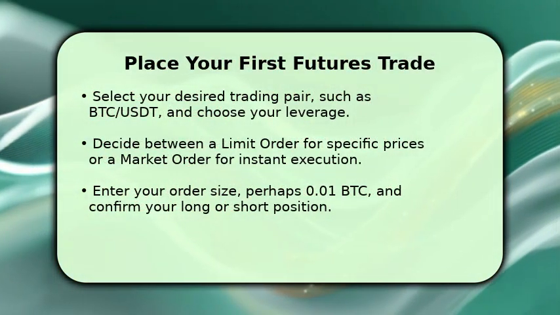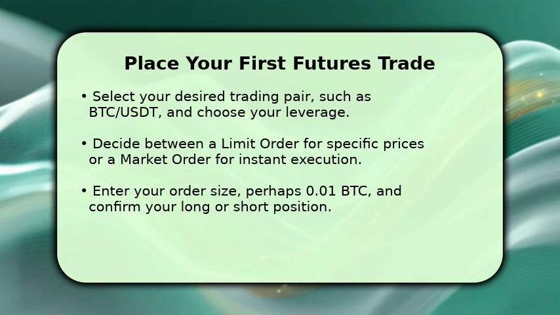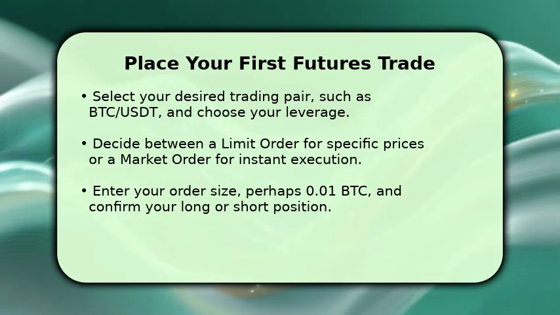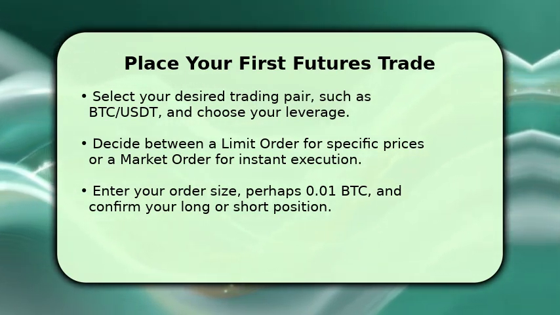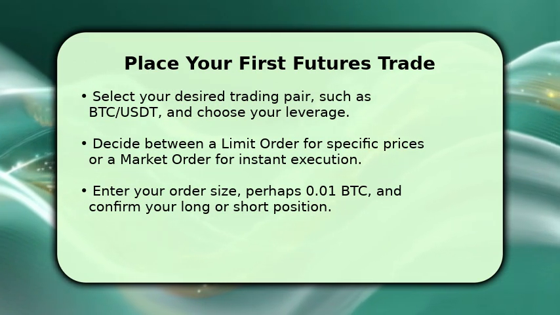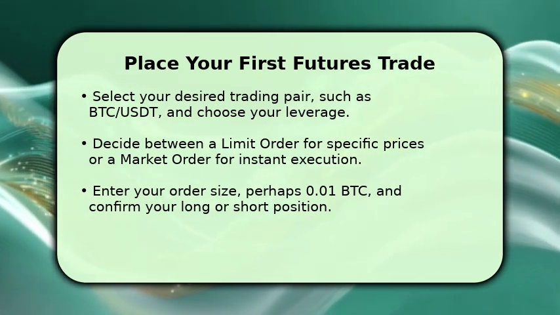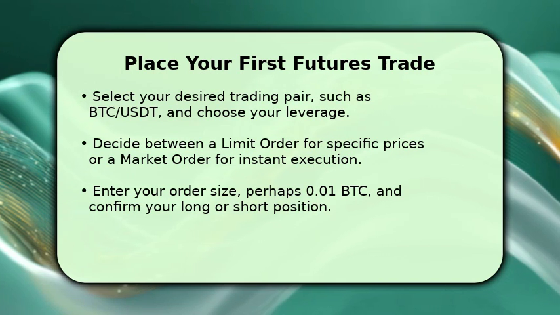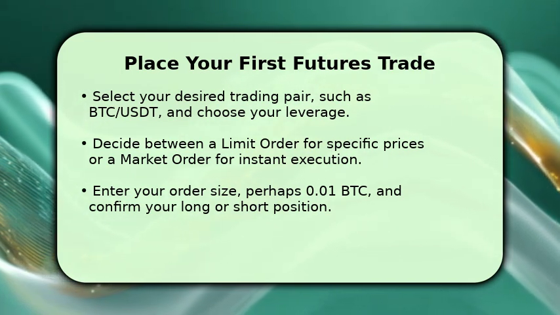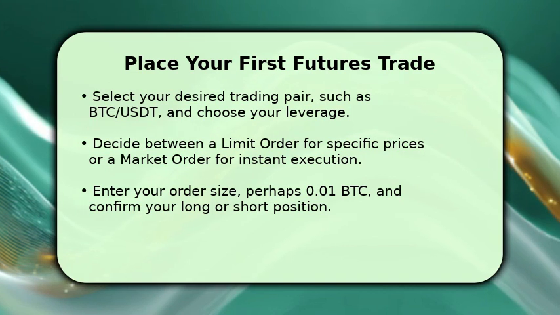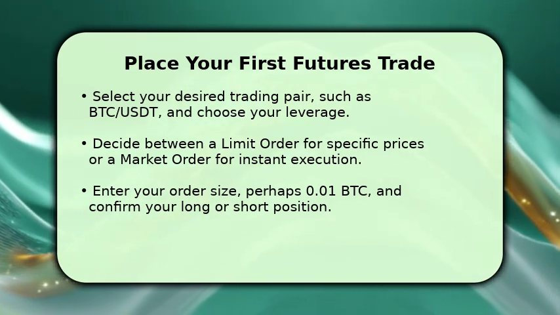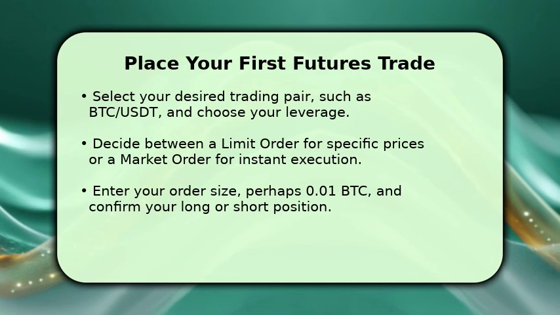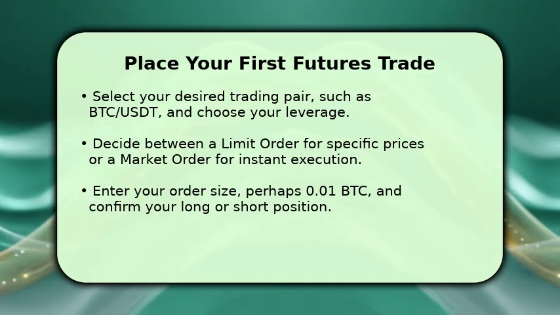Now let's place a trade. Select your desired trading pair, for example, BTC/USD. Adjust your leverage carefully. A 10x leverage means your position is 10 times your margin. Choose your order type. A limit order lets you set a specific entry price, while a market order executes immediately at the best available price. Enter your desired quantity and click buy/long or sell/short.